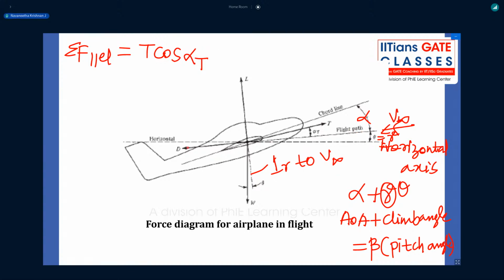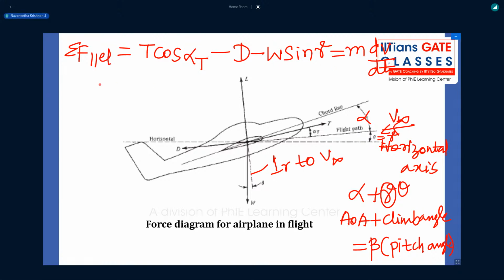Next, second force is drag. Drag is opposite to the flight path, so minus drag. And if you see this weight component, towards this angle it is W cos gamma, away from this angle is W sin gamma. So it is in the drag direction, so minus W sin gamma equal to mass into acceleration. So this is the summation of forces parallel to free stream velocity direction.